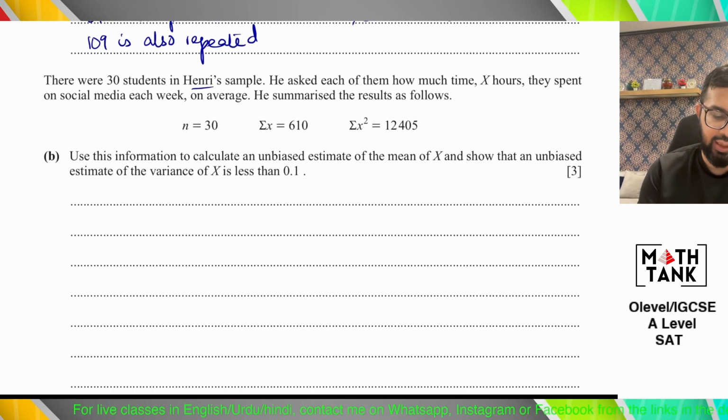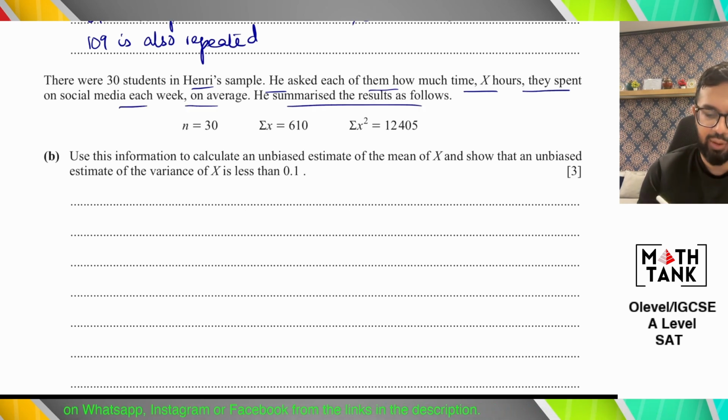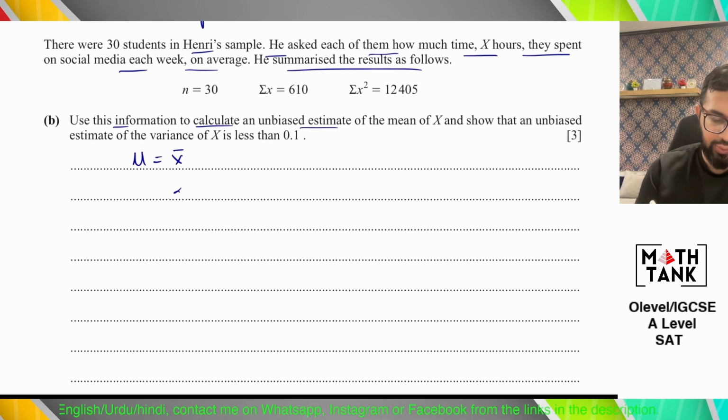There were 30 students in Henry's sample. He asked each of them how much time X hours they spent on social media each week on average. He summarized the results as follows. Use the information to calculate an unbiased estimate of the mean, and show that an unbiased estimate of the variance is less than 0.1.